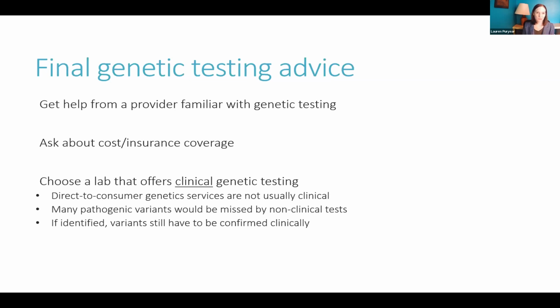And then when you work with a provider who's familiar with genetic testing, that will ensure that they choose a lab that offers clinical genetic testing. So sometimes we get questions from folks who've done a direct-to-consumer ancestry test that also offers some health information. And that's not the same thing as being tested for the conditions that we're talking about today. Those tests are not set up to identify people with Marfan syndrome. And so a lot of variants can be missed by the technology that's used in those tests. So that's my best advice.